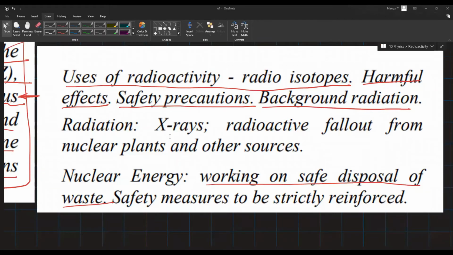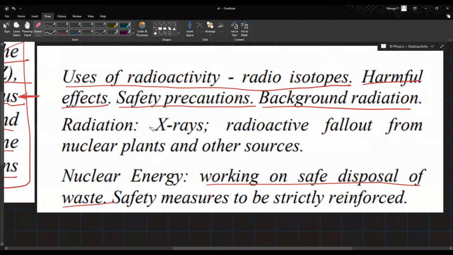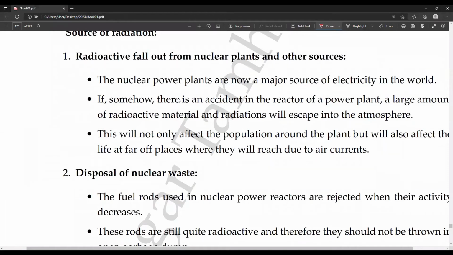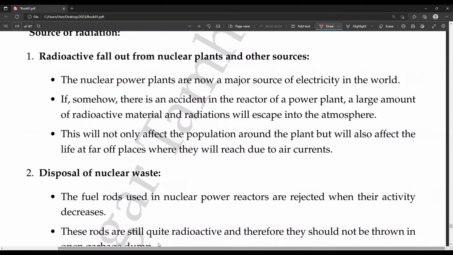So now we are going ahead with that radiation. The radiations, we have seen background radiation being one of the sources, but there are other sources of radiation that we will see. These sources of radiation are radioactive fallout from nuclear plants and other sources. Nuclear power plants are there everywhere in the world. They give electricity to many parts of the world. Because of some accident in the nuclear reactor, a large amount of radioactive substances can be exposed to the atmosphere.